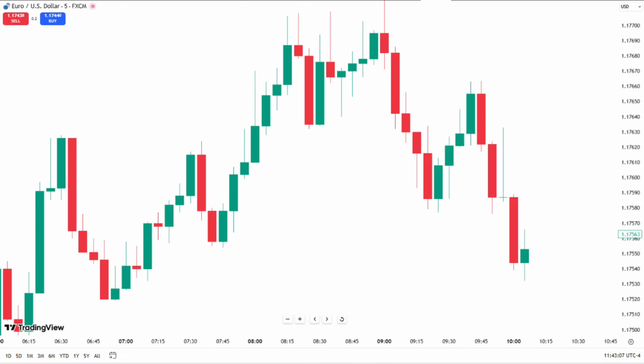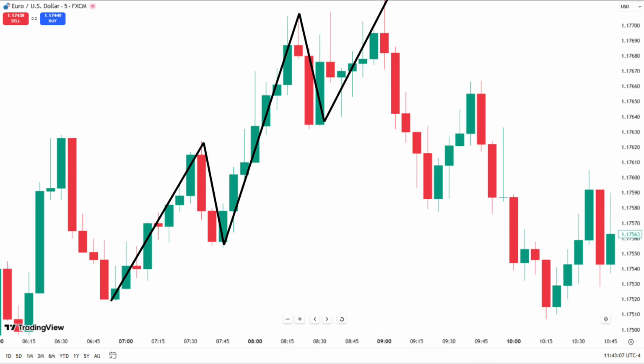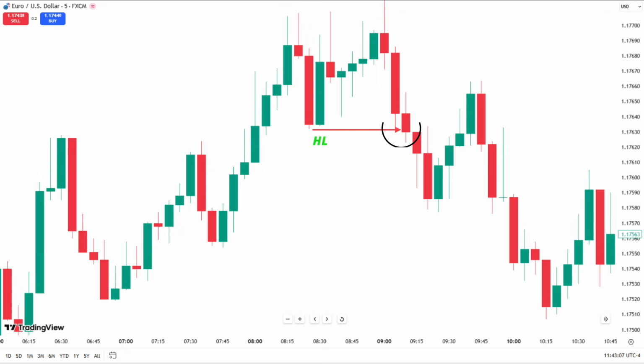Let's begin with a 5-minute chart on EURUSD. The market starts in a bullish structure with higher highs and higher lows. Suddenly, one of the higher lows gets broken. That's our change of character. Price then pushes further down and breaks the most recent swing low. That gives us a BOS to the downside, confirming bearish direction.